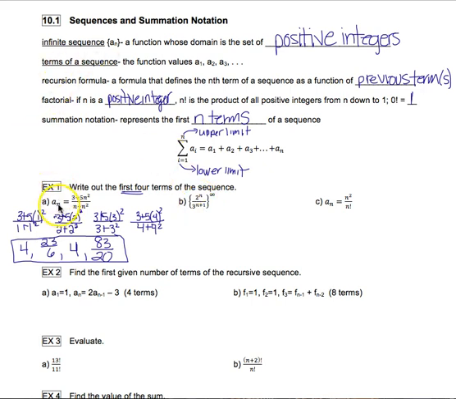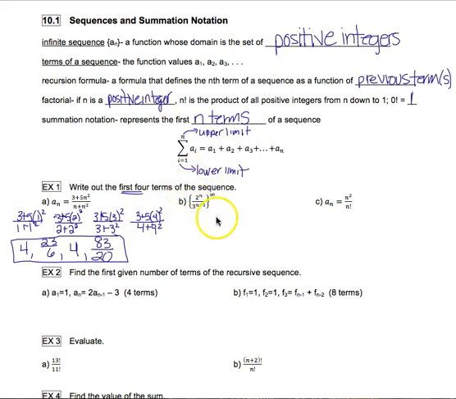So we could just have the rule a sub n like this, or we could have the rule in braces. This infinity means that it goes on forever. So just because it goes on forever doesn't change what I'm supposed to do here. It's an infinite sequence anyway. I'm only writing out the first 4 terms.